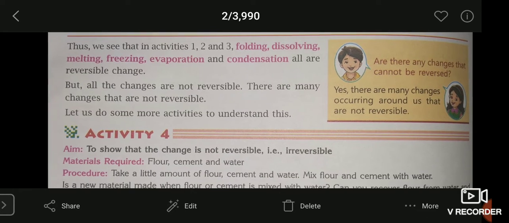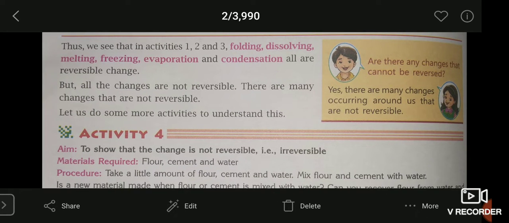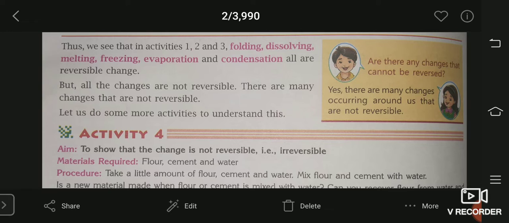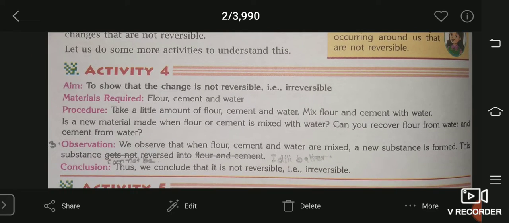Like your mom cooked your food. Now she cannot convert the cooked food into the raw food. Therefore, cooking of food will be an example of an irreversible change. Please remember my favorite example, curdling of milk. Now, when you have converted a milk into curd, you cannot get milk back from the curd. You cannot convert curd back to milk.